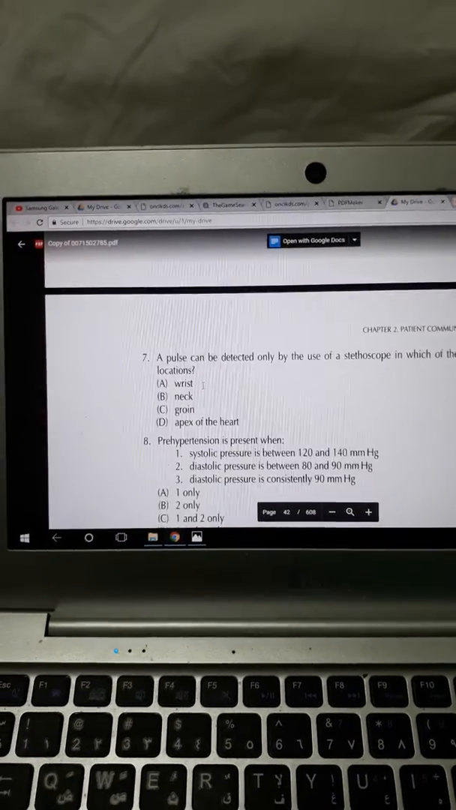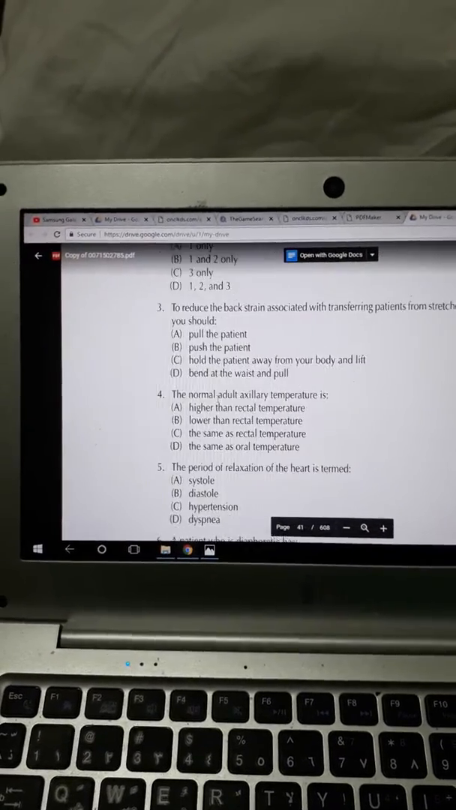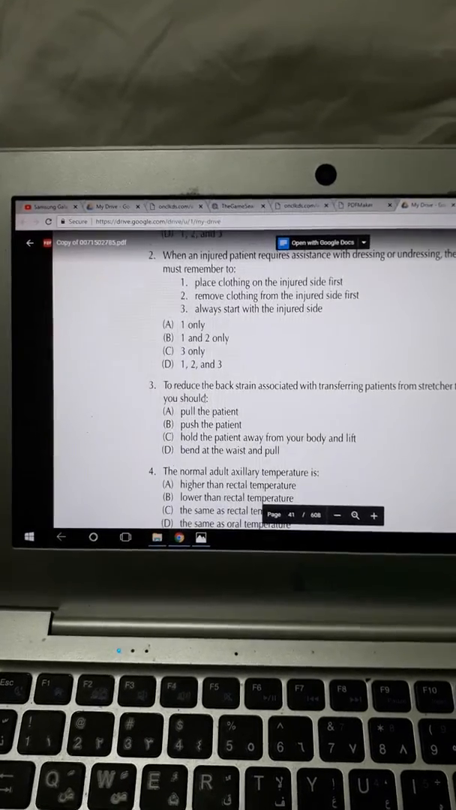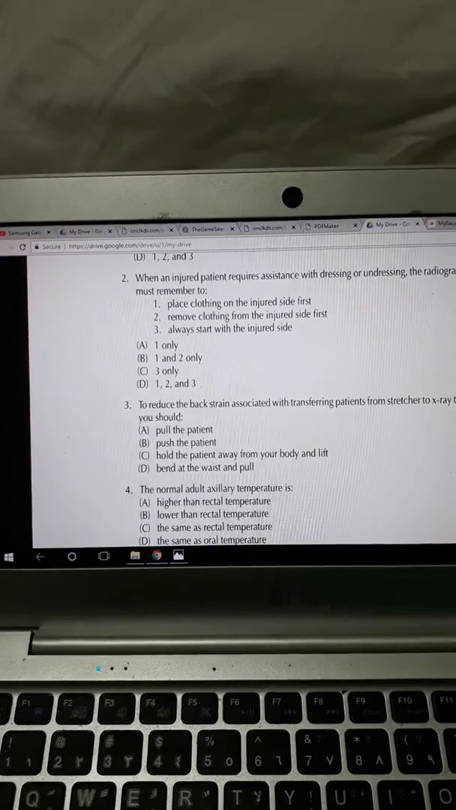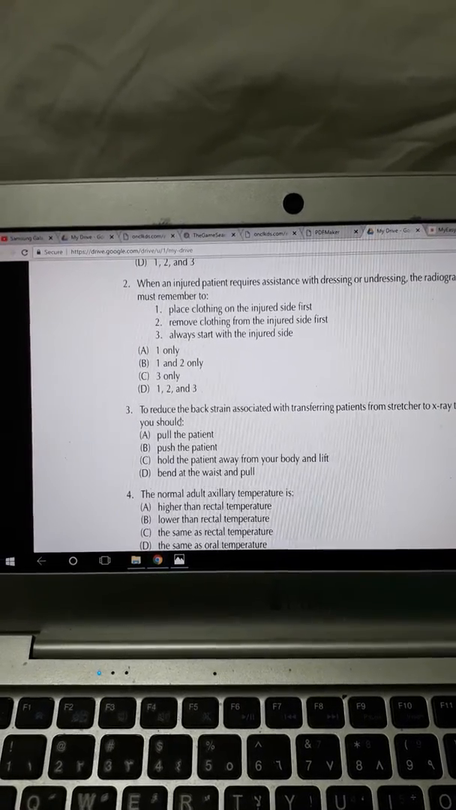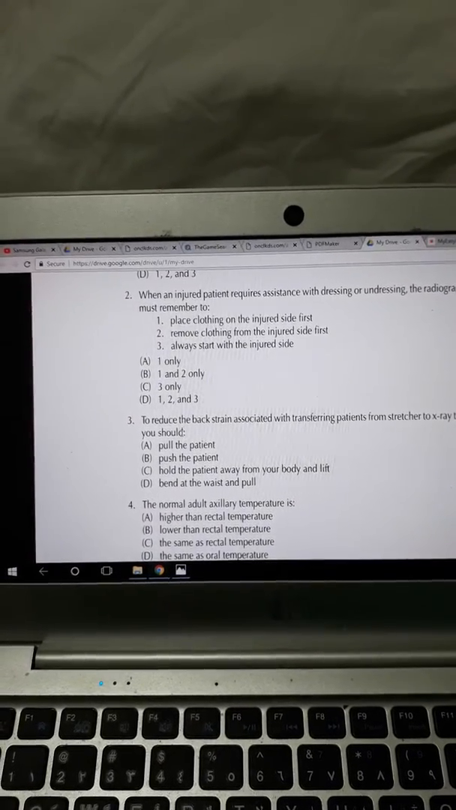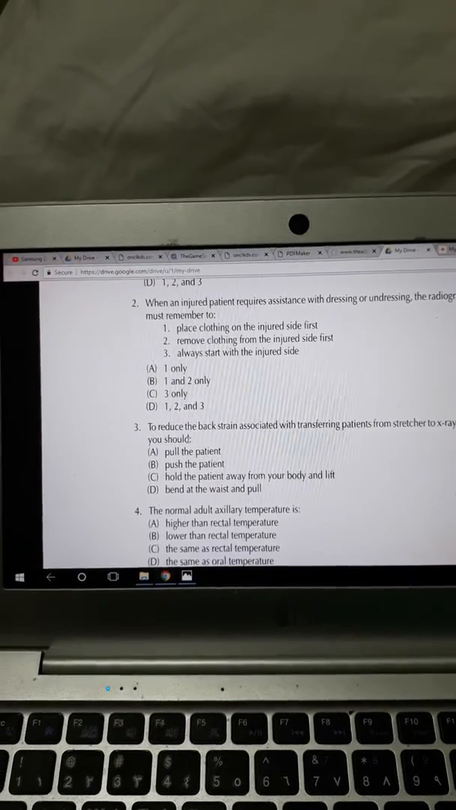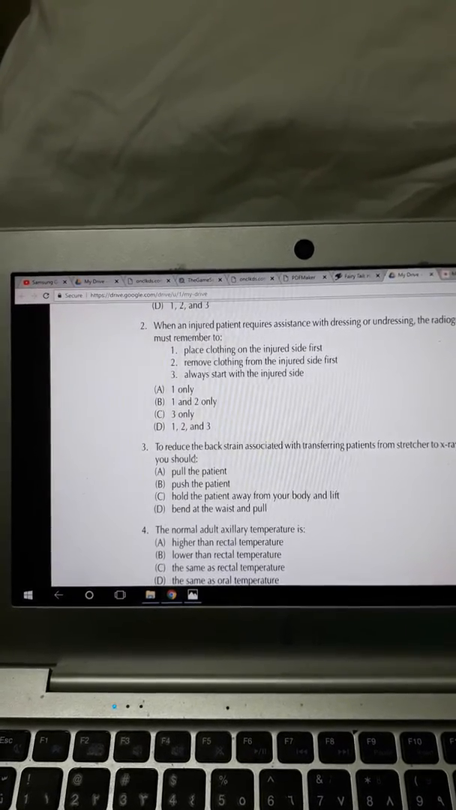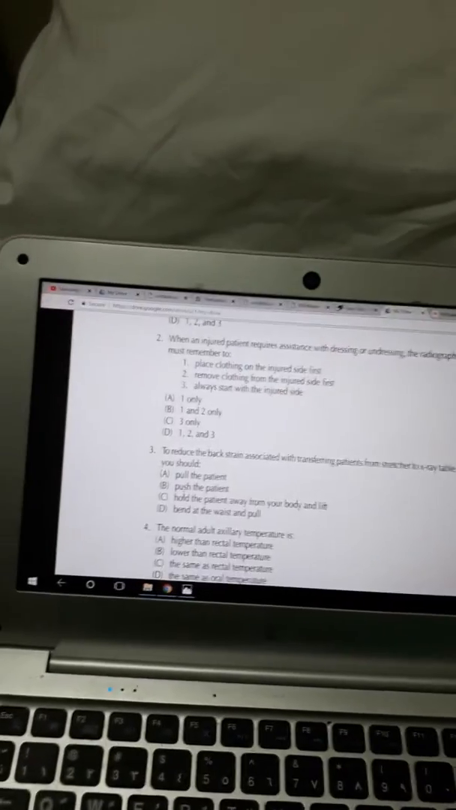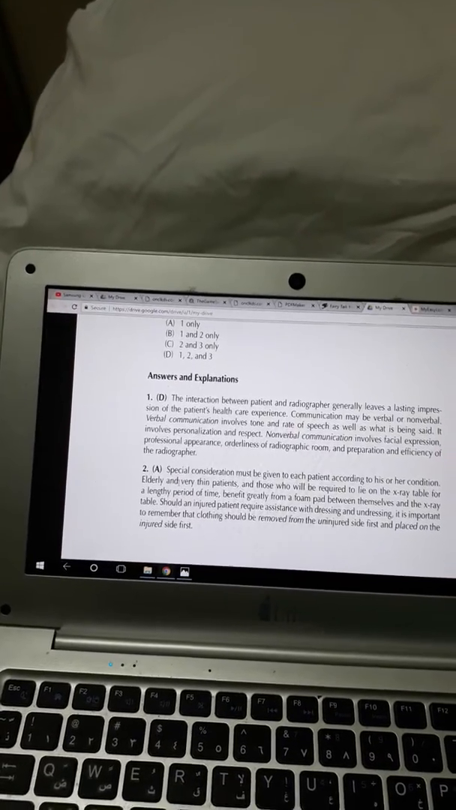Now we will go to the second question. When an injured patient requires assistance undressing, the radiographer must remember to place clothing on the injured site first, or remove clothing from the injured site first. Always start with the injured site. So the answer should be A.